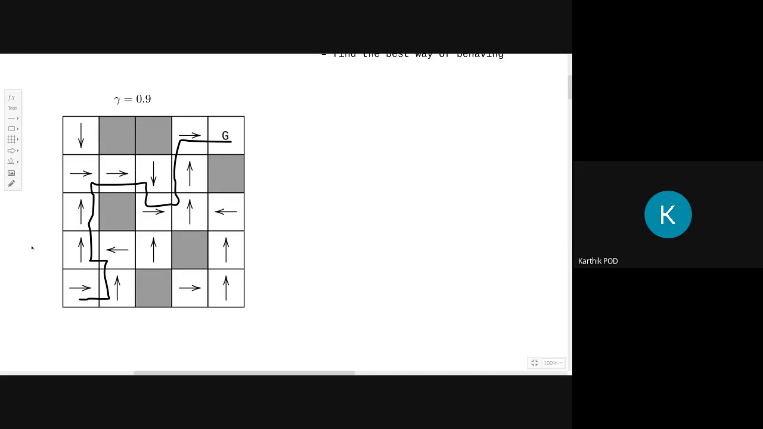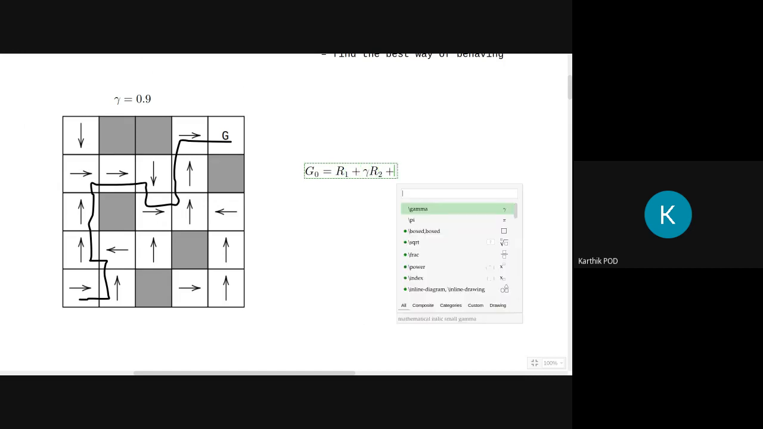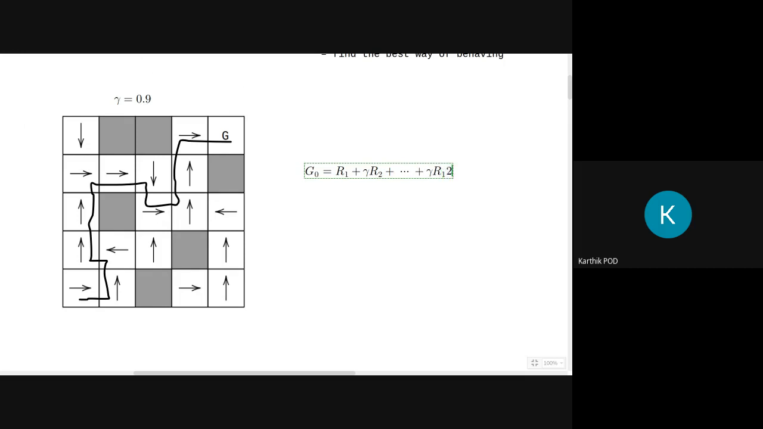How many time steps do you think it took us? 12. 12, right? So it took us gamma to the power of 11 times 1. Can I say that? Yeah, exactly. That's correct. So V0, the return, is what? It's R1 plus gamma R2 plus dot dot dot plus gamma to the power 11 R12, right? Oh, sorry. Yeah, you are right. This is gamma power 11 R12.